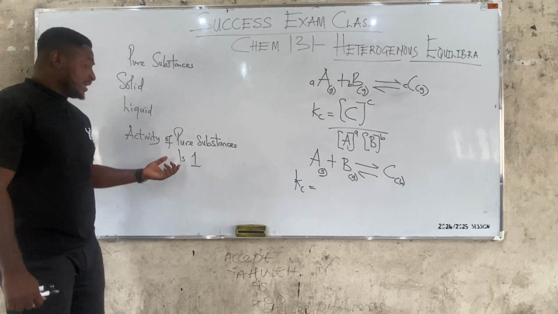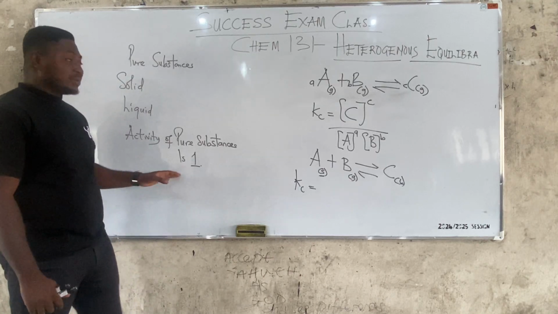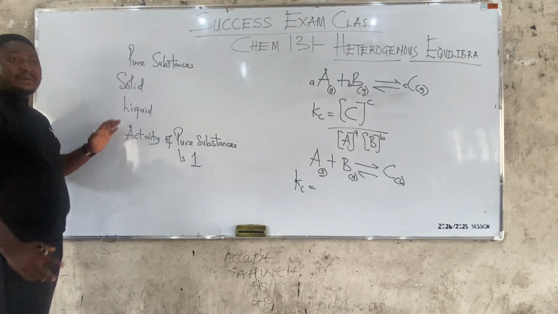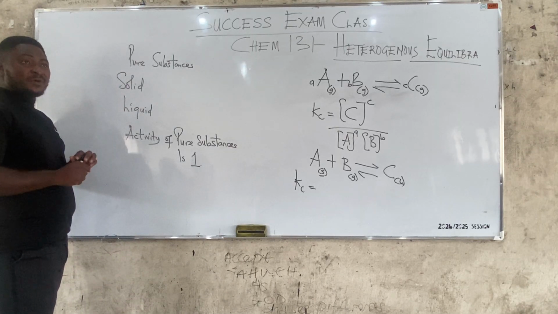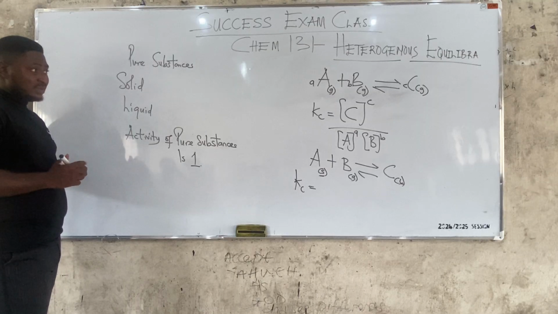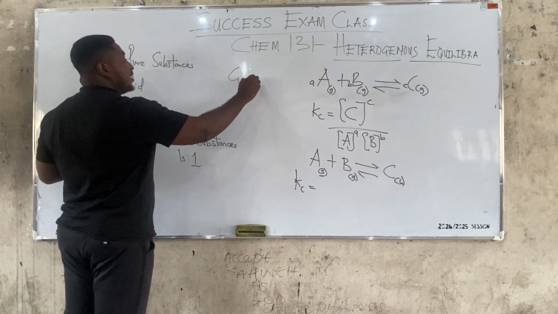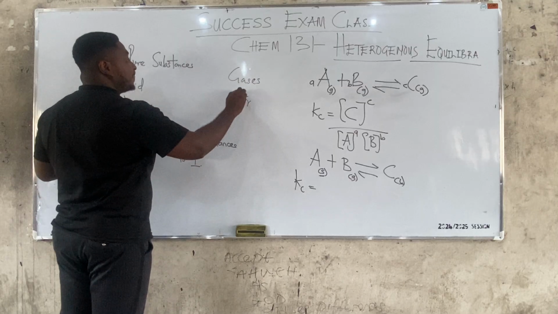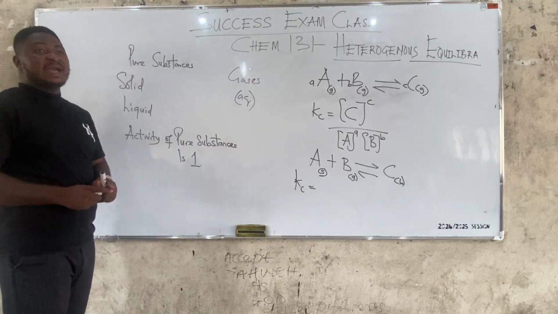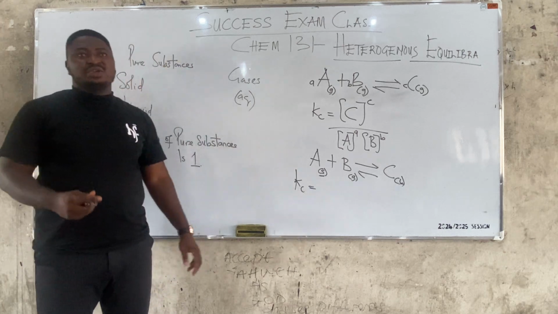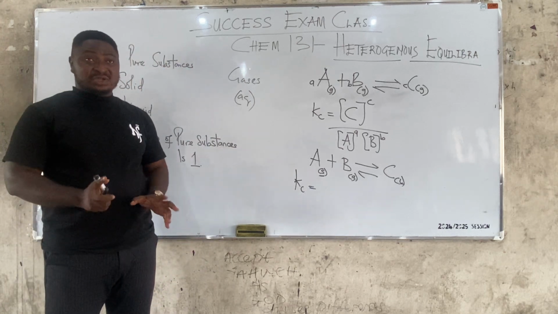Activity of a pure substance is one. Who are pure substances? Solids and liquids. Substances in their clean solid form or liquid form are referred to as pure. Who are impure substances? Gases or substances in aqueous form. Class, for these two, their activity is not one. So if you see a reaction and you see aq, you are not allowed to say the activity is one. The activity is not one.